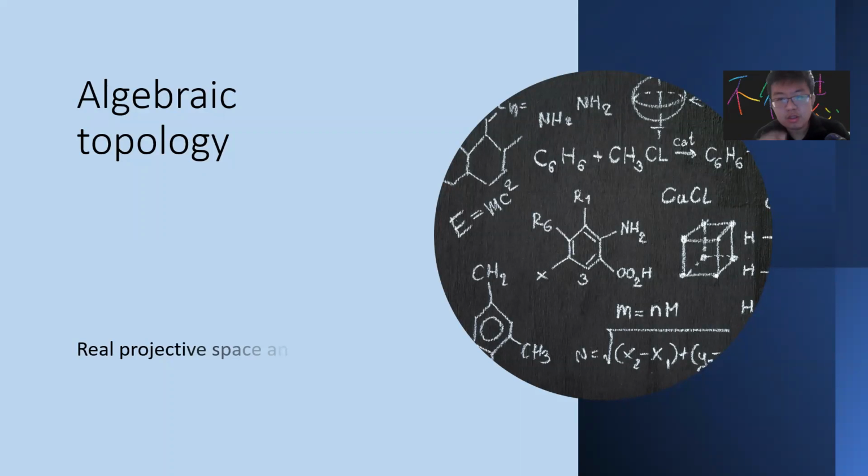Hey, what's up, guys? So today I want to introduce an algebraic topology topic. This project is about the real projective space and its fundamental group. I will introduce the real projective space and describe how to compute its fundamental group via the so-called Van Kampen theorem.